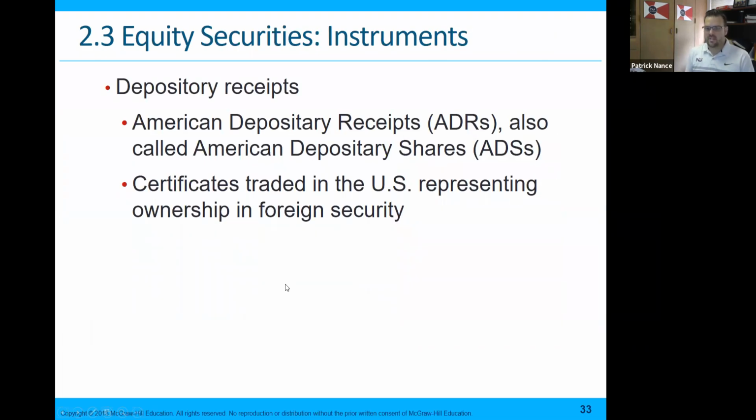Okay, depository receipts. American depository receipts, also called American depository shares, are certificates traded in the U.S. that represent ownership in foreign securities. So effectively, it's just a method that we use to buy equity or stock in companies that are not on the U.S. trade. So they're not part of the U.S. trade.